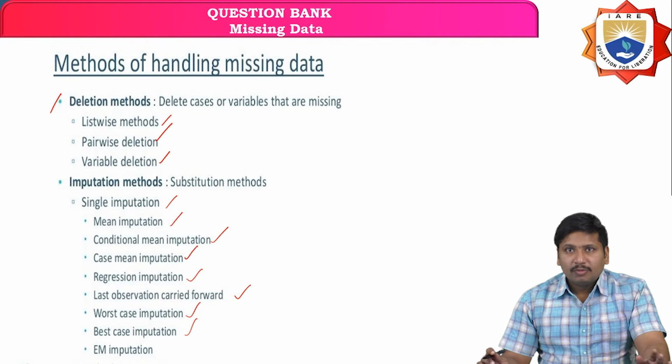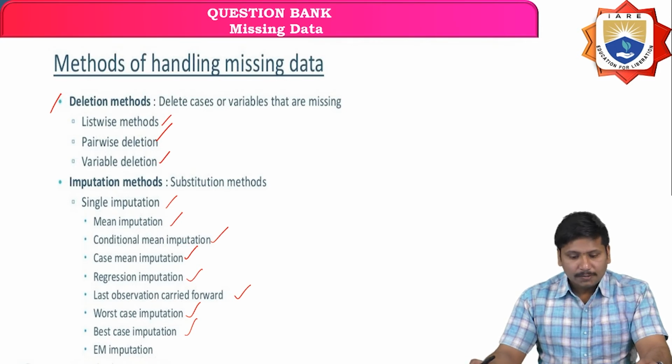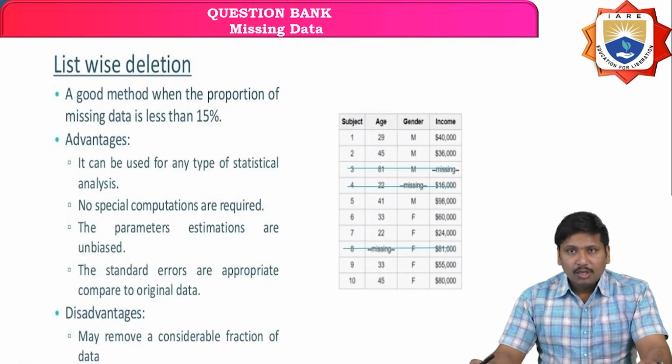So the methods for handling missing data are of different types: deletion methods and imputation methods. The deletion methods are list-wise deletion, pairwise deletion, and variable deletion. Imputation or substitution methods are single imputation and multiple imputation. Single imputation includes mean imputation, conditional mean imputation, case mean imputation, regression imputation, last observation carried forward, worst case, and EM imputation. So let's see them one by one.